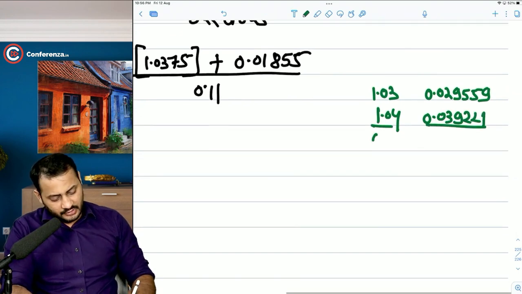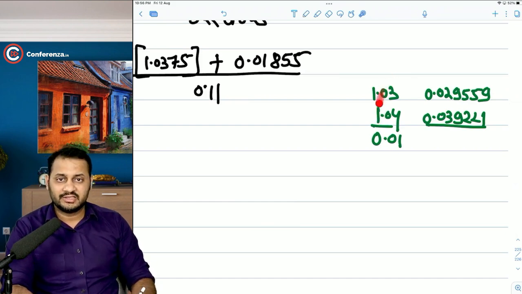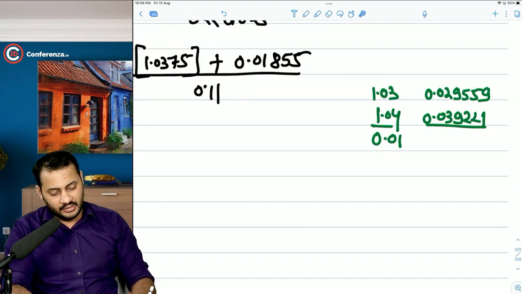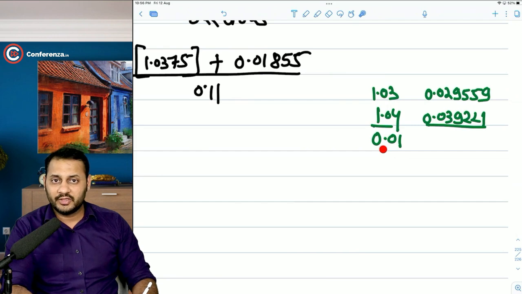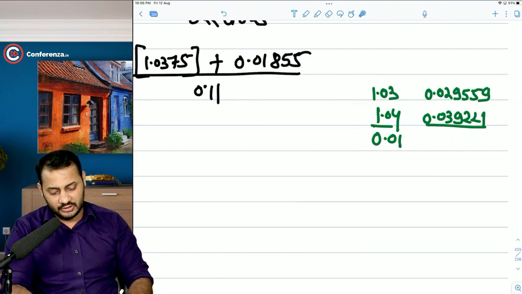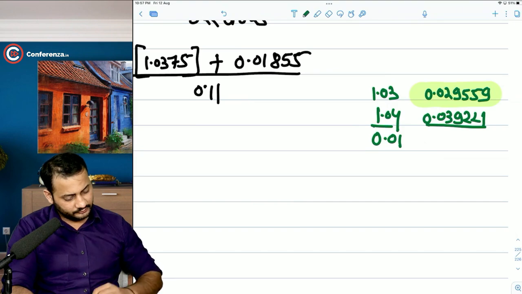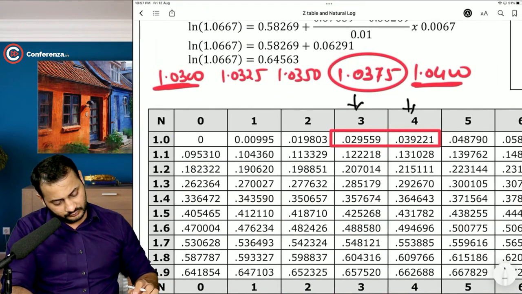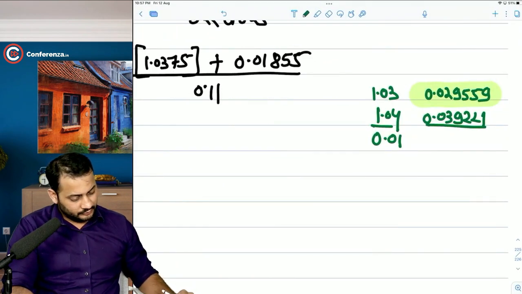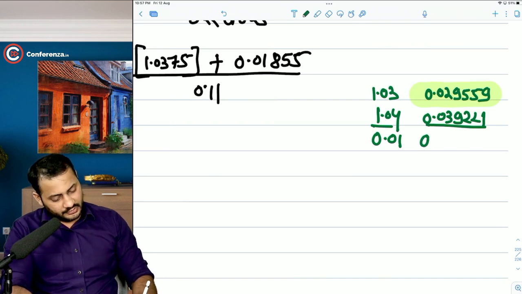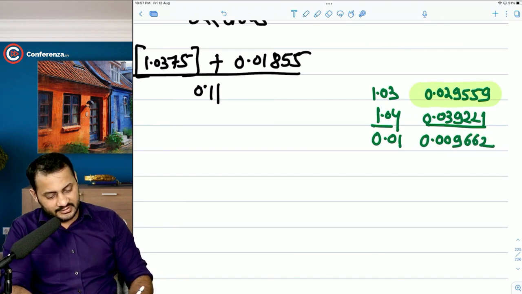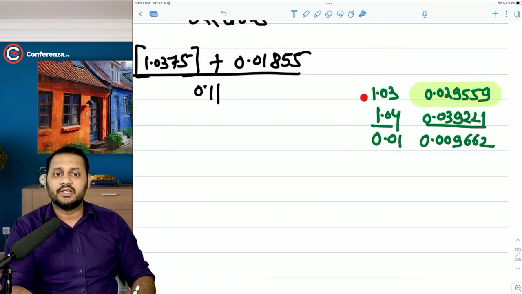And it's very simple. The distance between these two is 0.01 steps. That means that if you move ahead, or add this many steps in 1.03, you tend to add this much value in the base. So the base value is this. Calculate the difference between these two, 0.029559 and 0.039221. The answer is the absolute value. Can I say that if I add this many steps in 1.03, this much value is to be added in the base value?